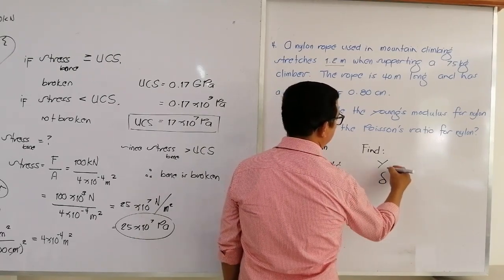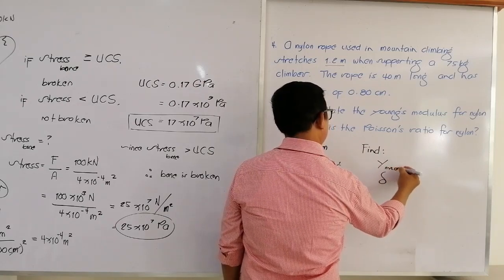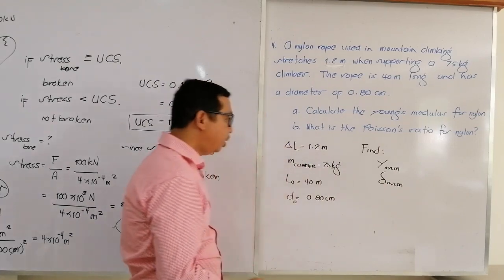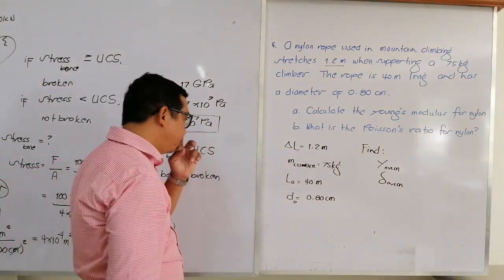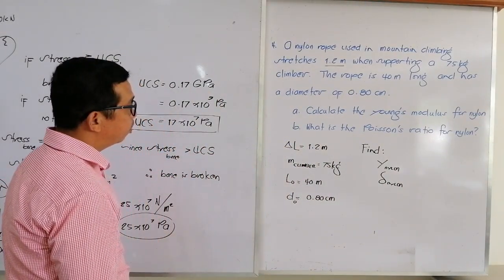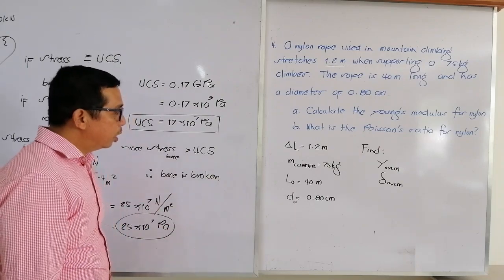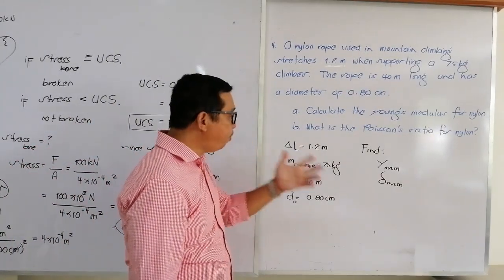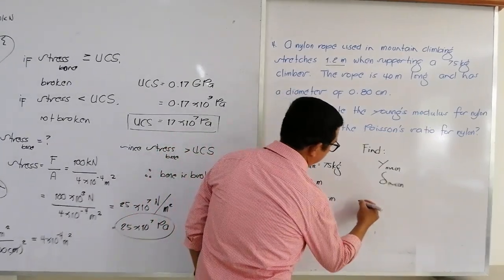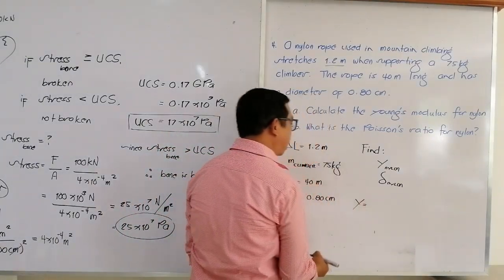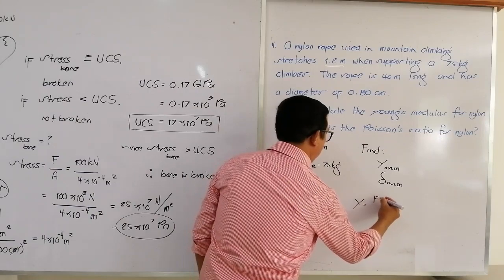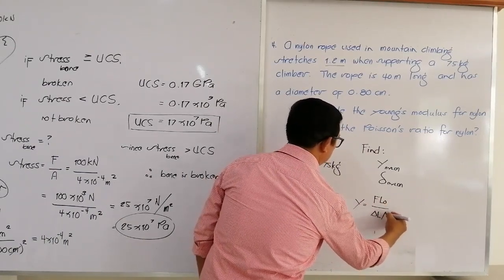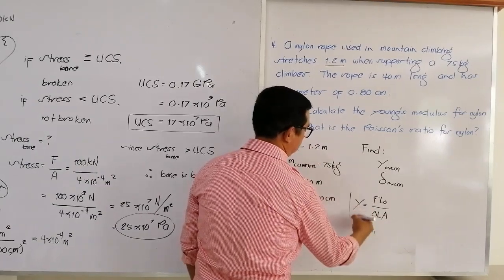Poisson's ratio of nylon. Okay. Now, what we have to do is, for the Young's modulus, we will be utilizing a formula: FLo over change in length times cross sectional area.